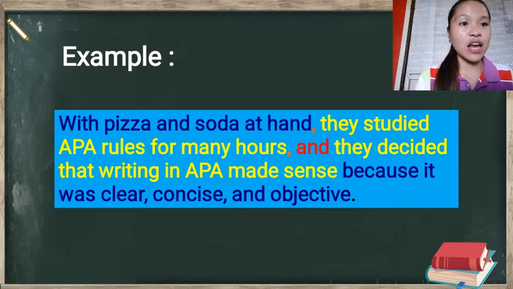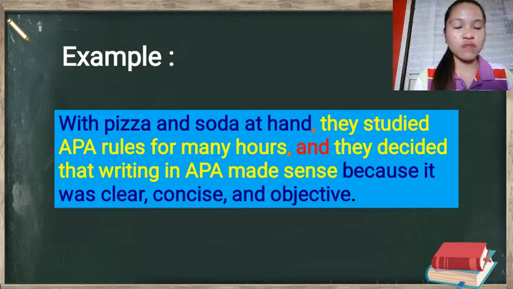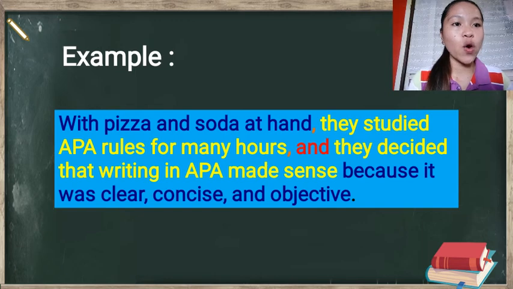The dependent clauses are, first, "with pizza and soda at hand." This clause cannot stand alone. The other dependent clause in the sentence is "because it was clear, concise, and objective." It doesn't express a complete thought, so it is a dependent clause. We have here two independent clauses, and these are joined with the coordinating conjunction "and."